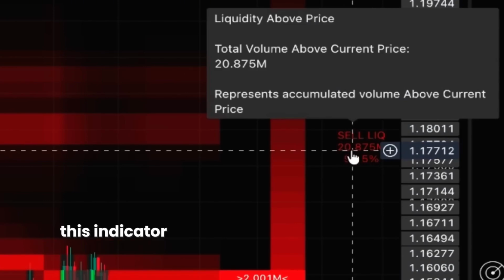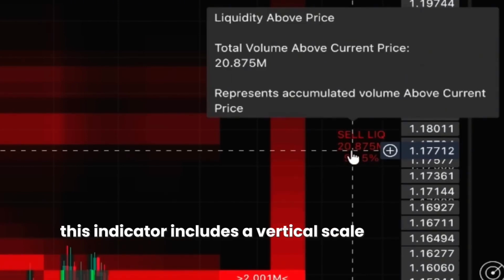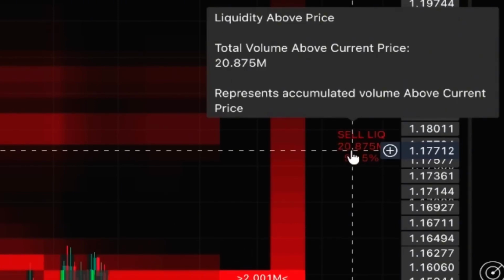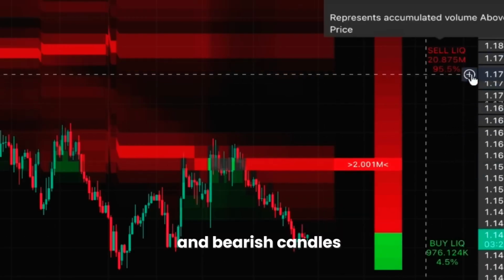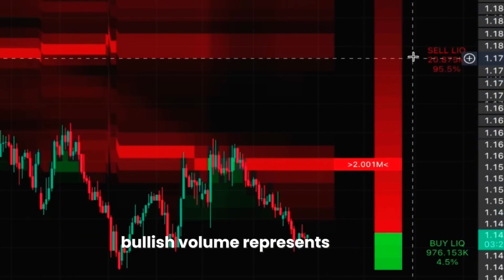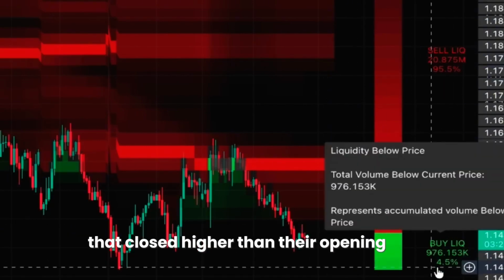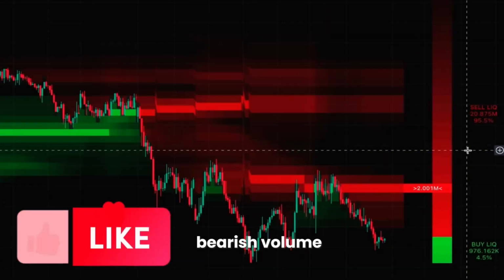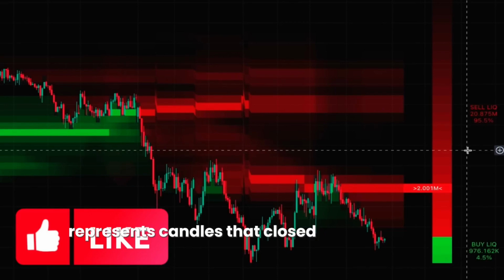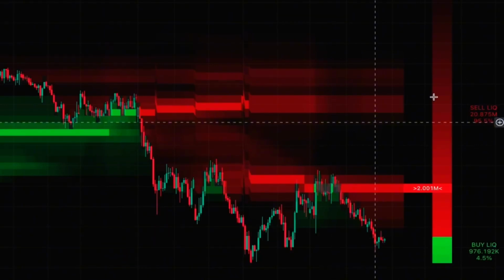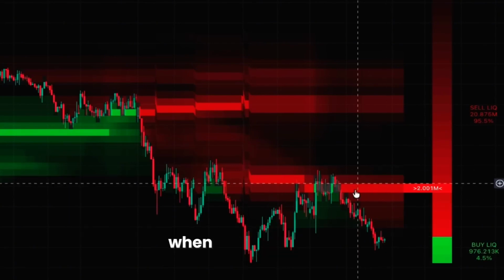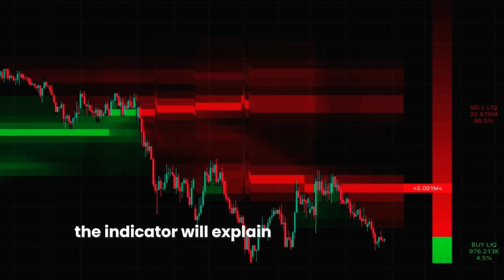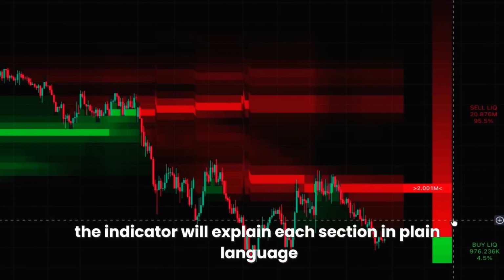Additionally, this indicator includes a vertical scale on the side of the chart. This scale tells you how total volume is distributed between bullish and bearish candles. Bullish volume represents candles that closed higher than their opening price. Bearish volume represents candles that closed lower than their opening price. The scale shows you the percentage breakdown between the two. When you hover over it, the indicator will explain each section in plain language.